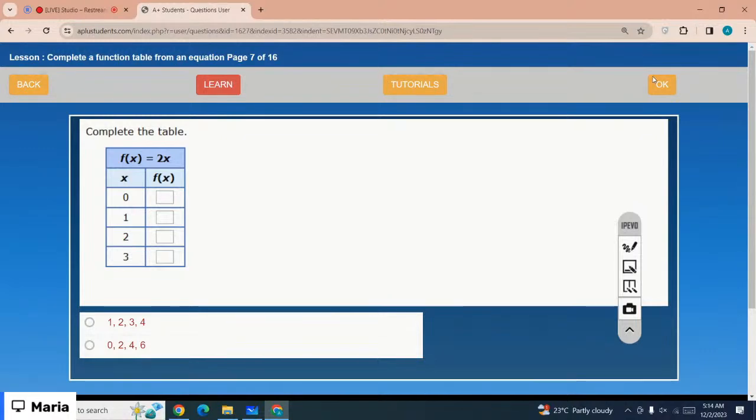Yes, the correct option is 0, 2, 4 and 6. The second option is the correct option, right? They are 0, 2, 4 and 6.